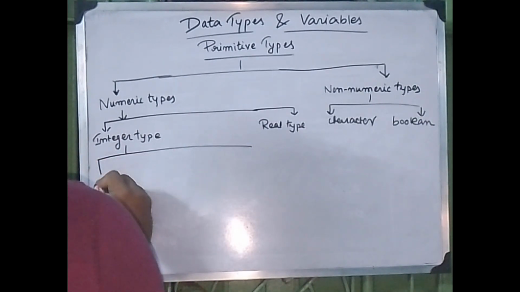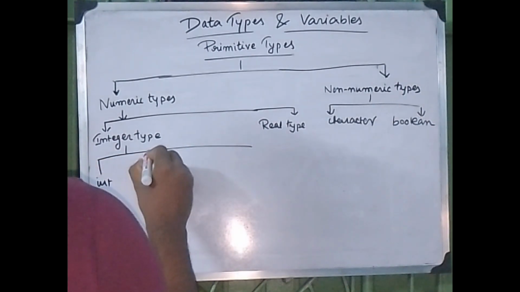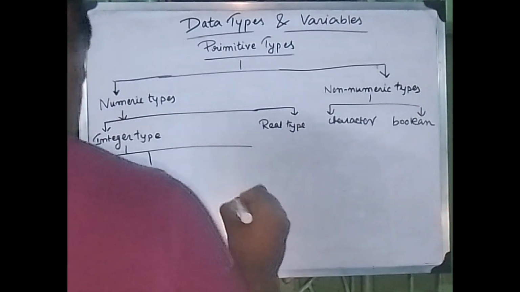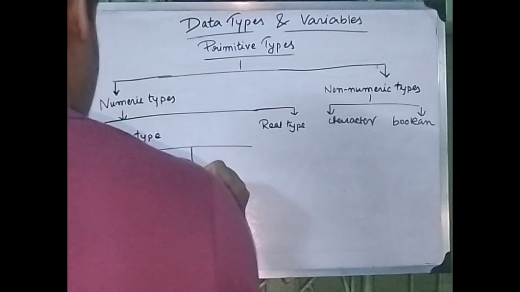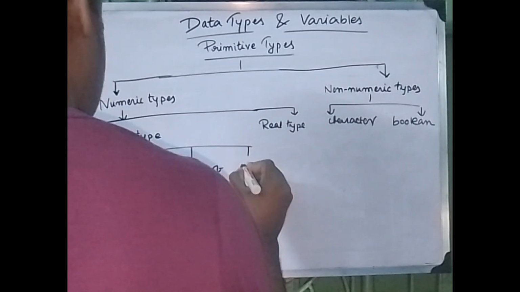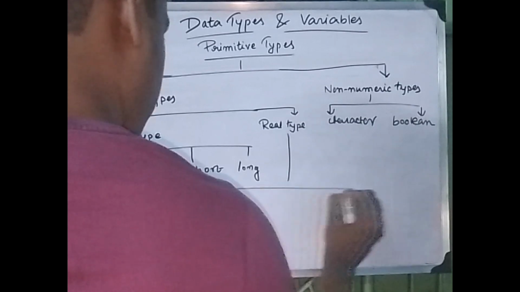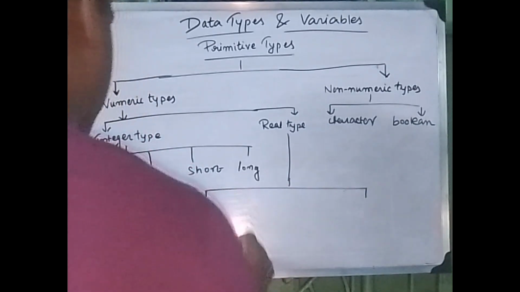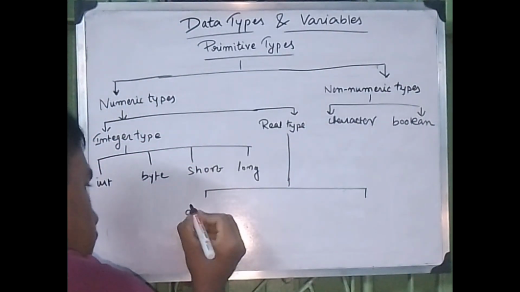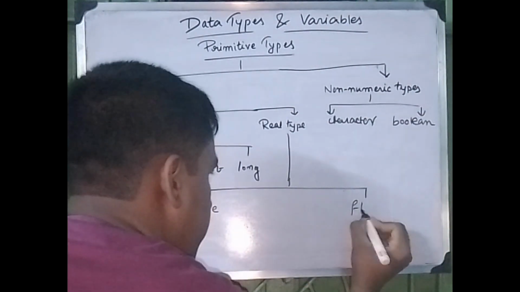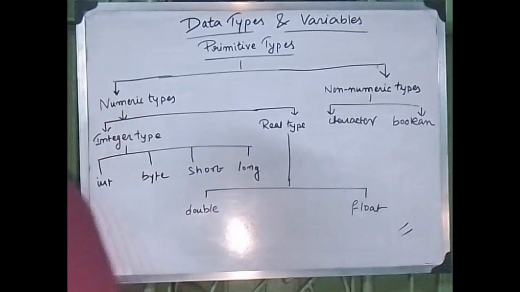Again, under integer type, we can classify the data types into four parts, that is int, byte, short and long. And lastly, under real type, we can again classify the data types into two parts, that is double and float.